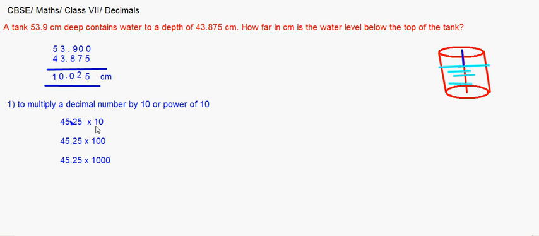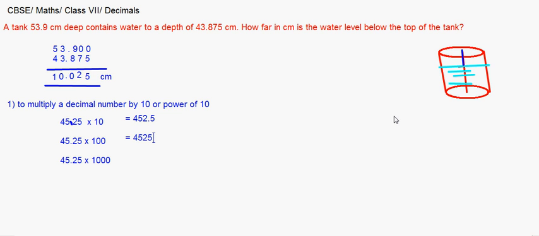As it has one zero, the decimal place will move from this position one place to the right, thereby giving us the answer, I'll just be writing here, 452.5. In the next one, where you have two zeros, that means you are multiplying it by 100, the decimal will move two places to the right. When it is moving two places to the right, it will become 4525.